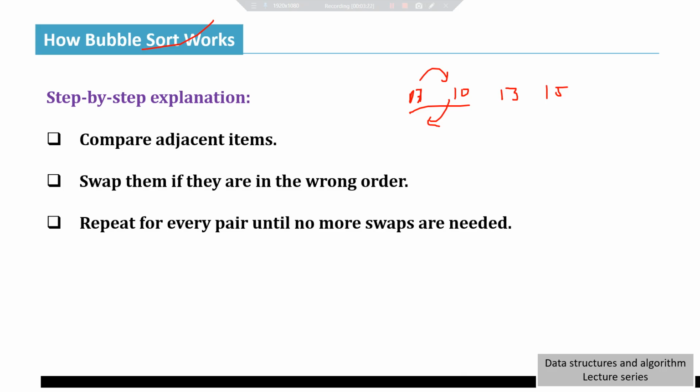Now we have to repeat this procedure for every pair until no more swaps are needed. So first we compare adjacent elements, for example first and second. If the first one is greater than the second, we swap them. We then move to the next pair and do the same. We keep repeating this process till we reach the end of the list. After one pass is complete, the largest number reaches the end.